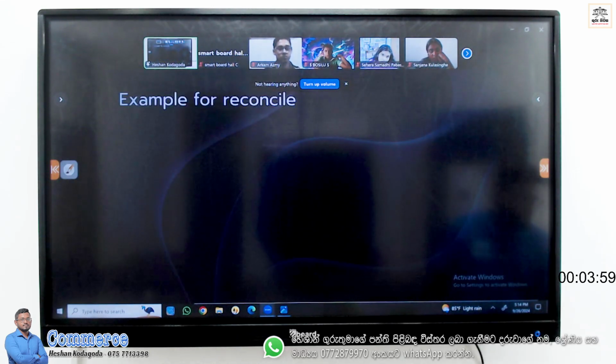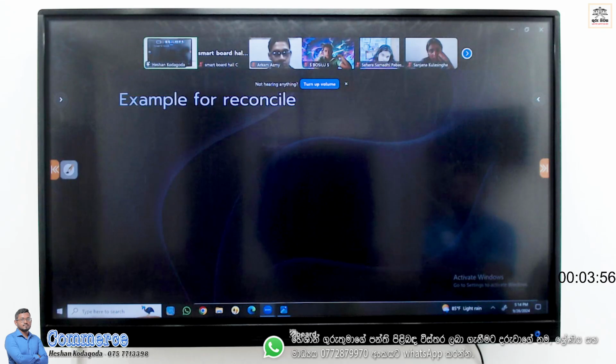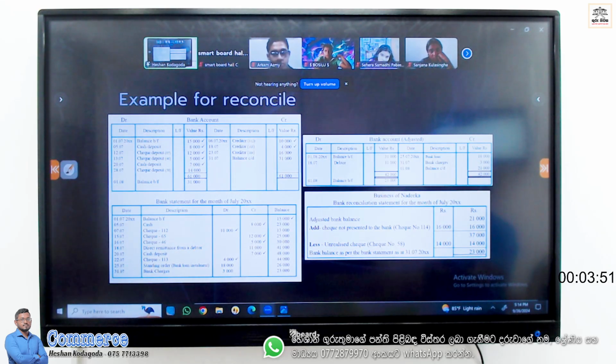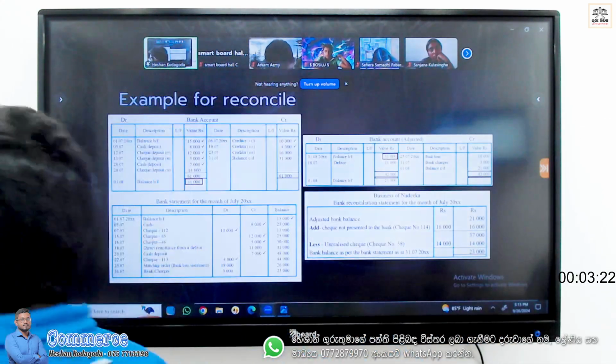Let's take an example for reconciliation. First we need to transfer the favorable balance of the business to the adjusted account. Then we need to check whether there are differences, and we need to record them under the relevant statements.